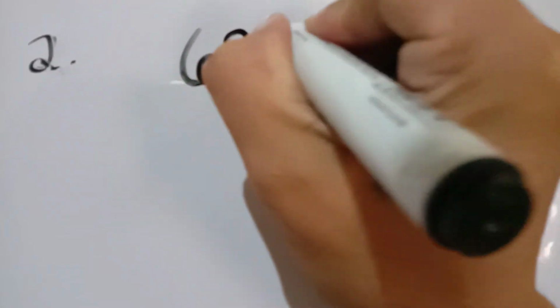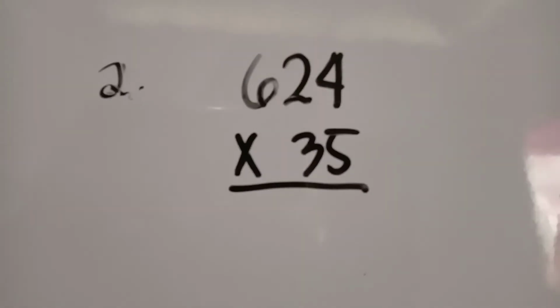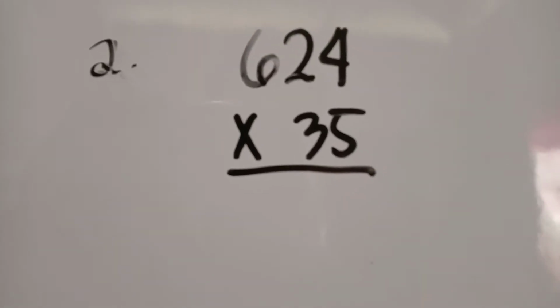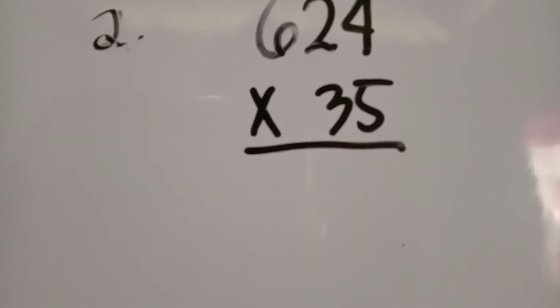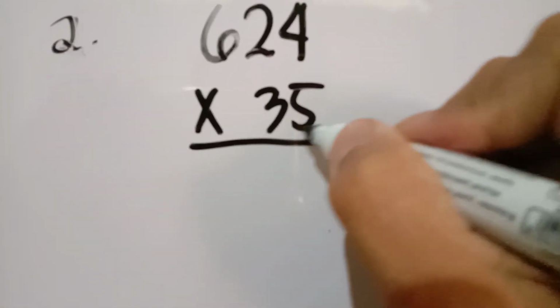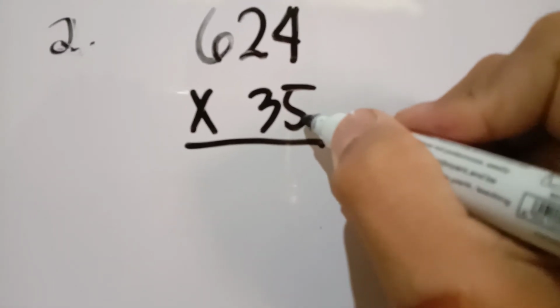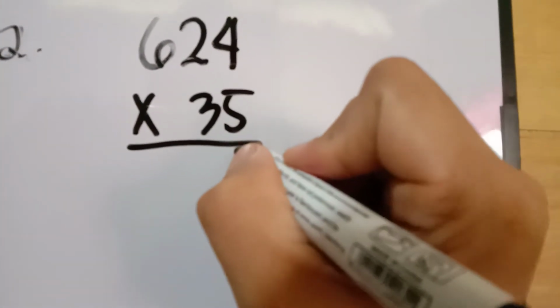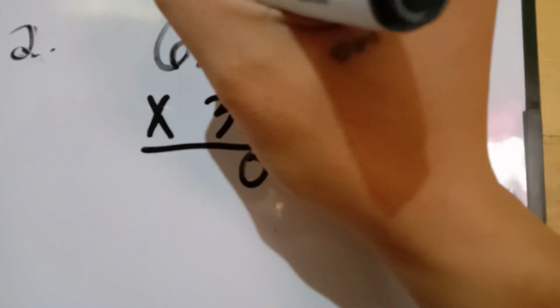Okay, 624 times 35. Okay, so we are going to look for the product of 624 and 35. Okay, so we are going to multiply the ones digit, which is 5 in the multiplier, to the multiplicand. So 5 times 4, that is 20. So write 0, regroup 2.